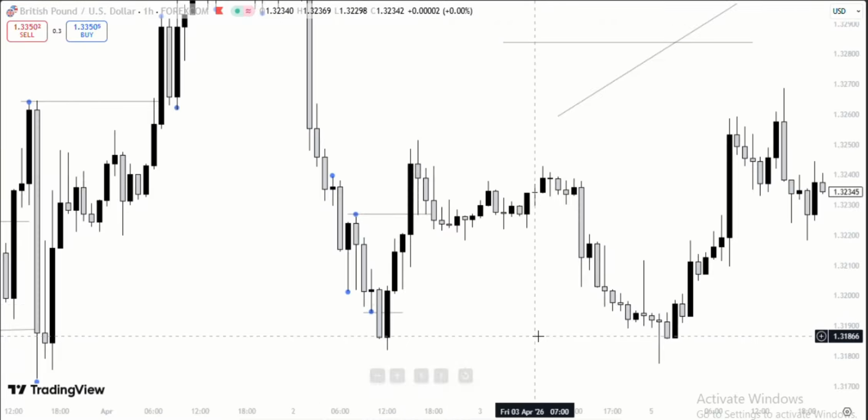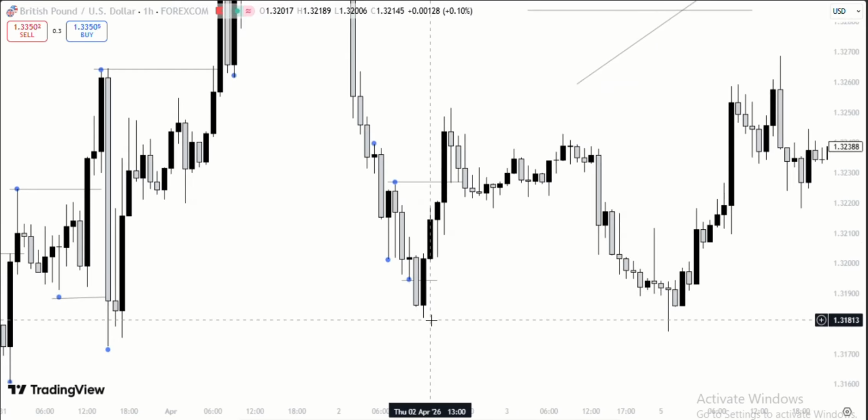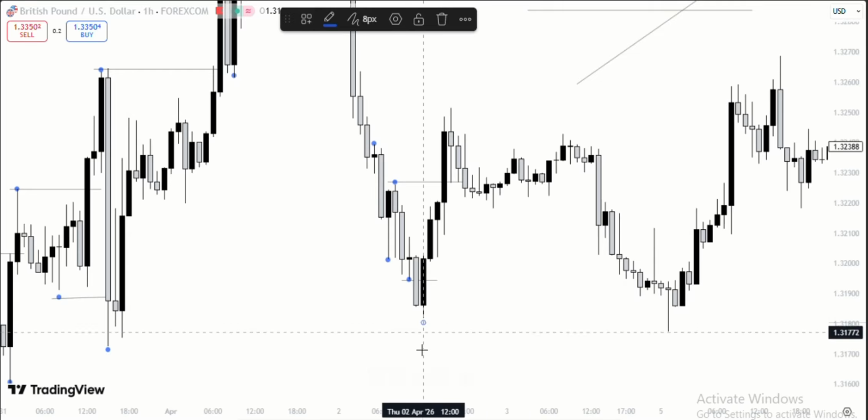So which low did the market break past? The market took this first. Okay, so put a highlighter right there. Good. And where is this low coming from? It's coming from this high. Okay, the highest point. All right, good. So we'll put our trend line.